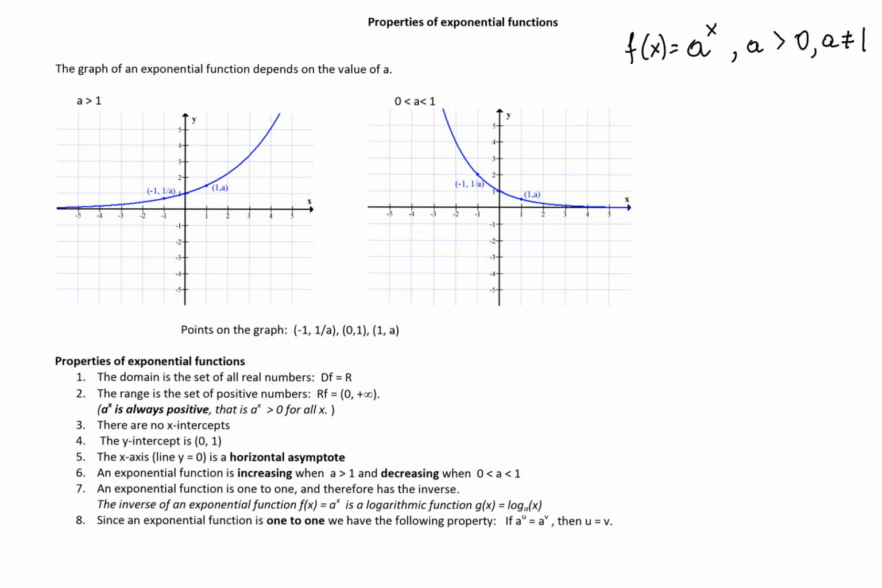We'll summarize here the properties of exponential functions. Recall that an exponential function has the formula f(x) = a^x, where a is greater than 0 and different than 1. The domain is the set of all real numbers, and this is listed as property number 1.